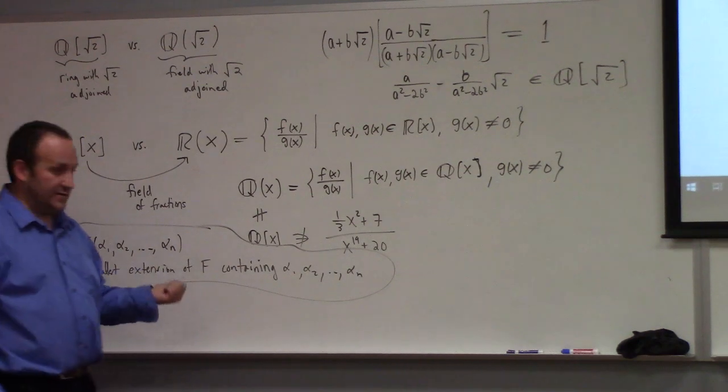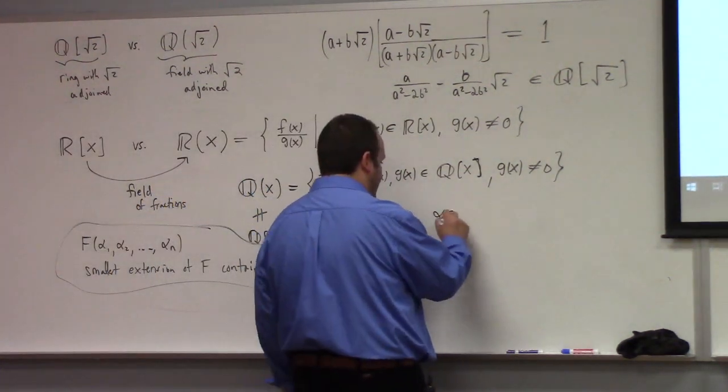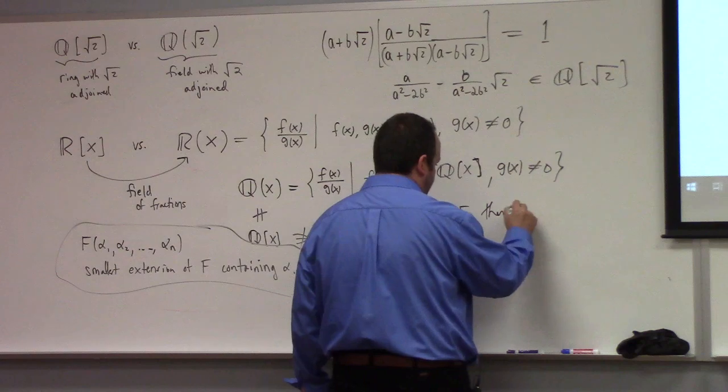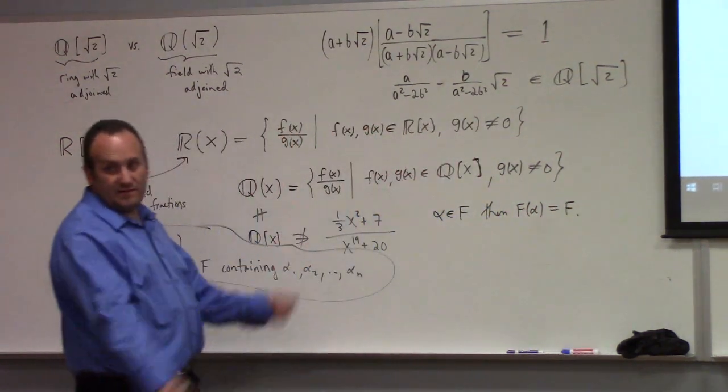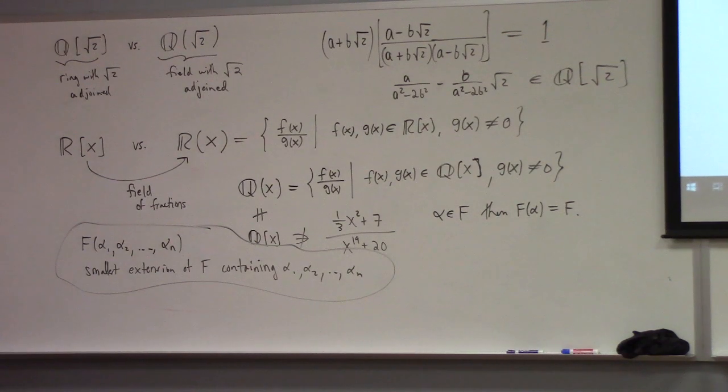It's just F again, right? If alpha is an element of F, then F adjoint alpha is just equal to F, because that's the smallest field which contains both F, the things in F, and alpha. This is the notation. Okay.